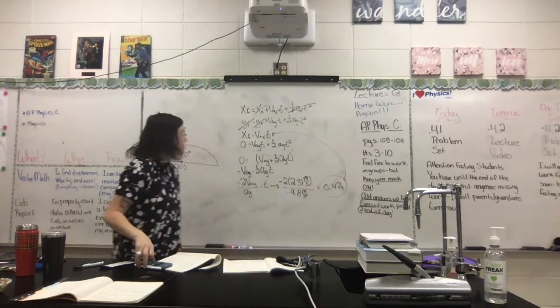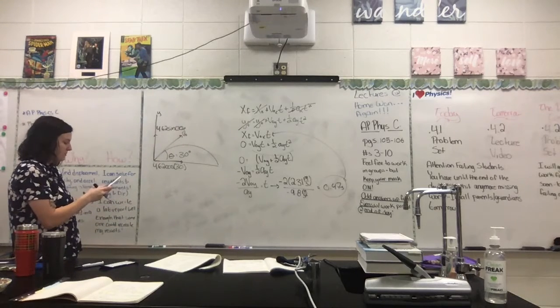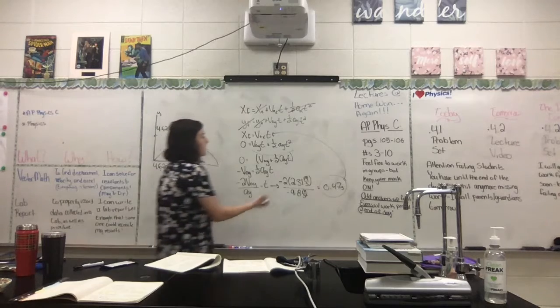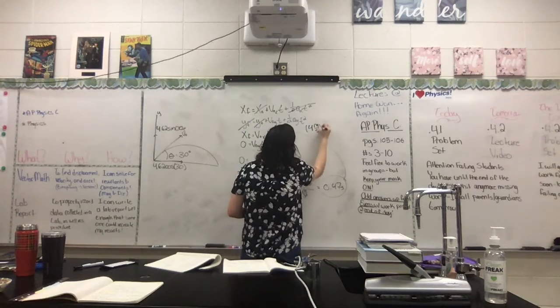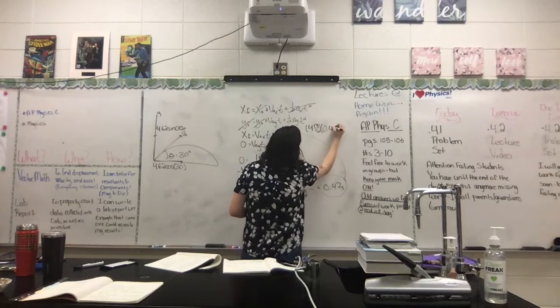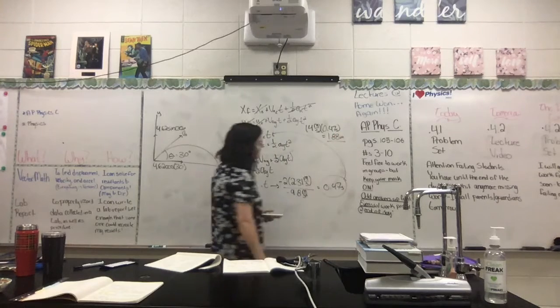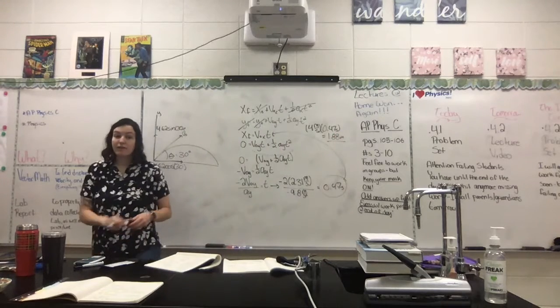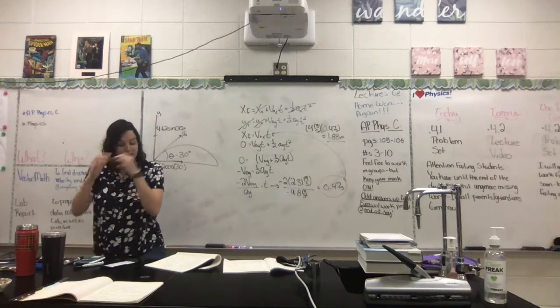Okay, now that we have that time, we can take it and plug it into our equation up here. So we are going to have 4 times 0.47 because our initial x velocity was 4 meters per second. Our time that we found was 0.47 seconds, and that's going to give us a final position of 1.88 meters.